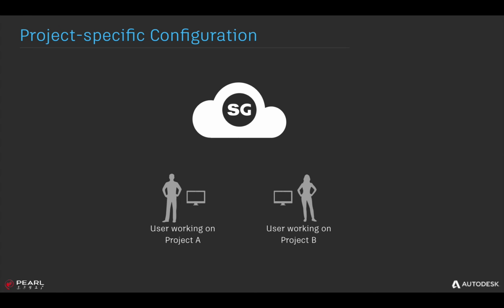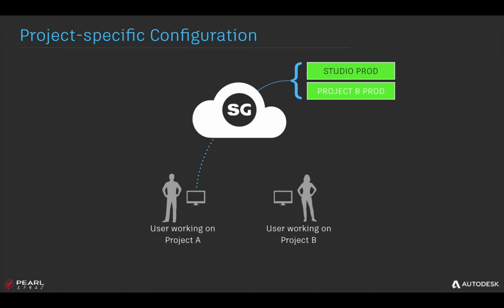As mentioned, configurations can be project specific. When a user working on Project A starts their content creation software, Toolkit will look for a Project A configuration in Shotgun. It checks each configuration known to Shotgun. If one doesn't exist, the studio configuration is pulled down for the artist. If a user working on Project B does the same, and a Project B configuration is found, it will use that one.